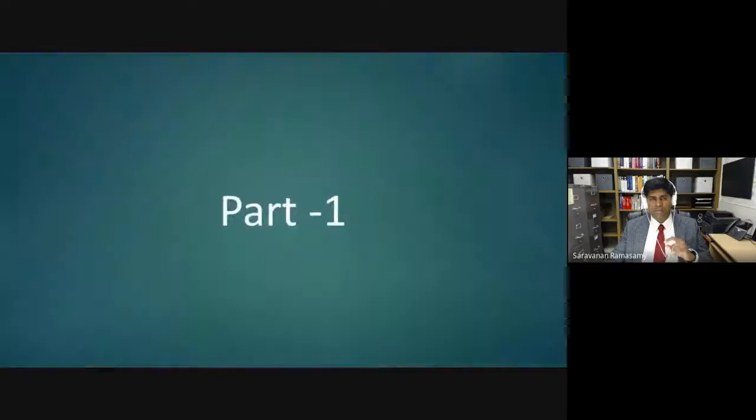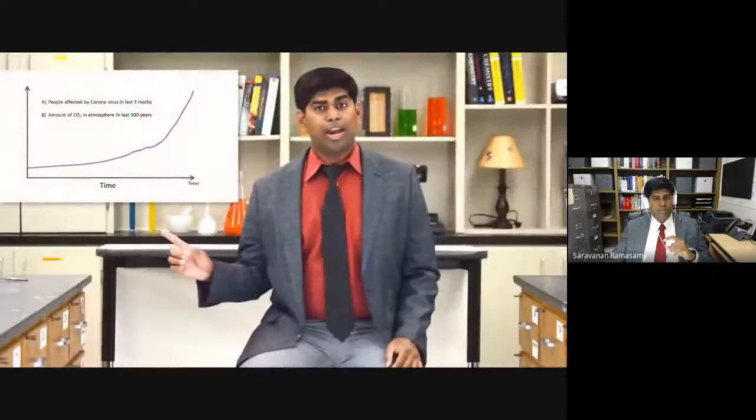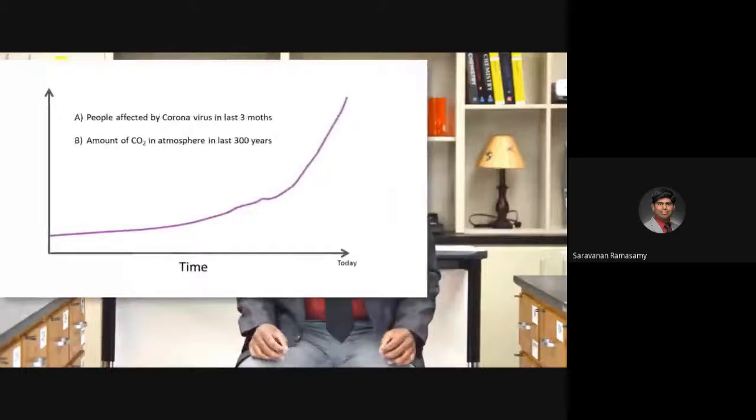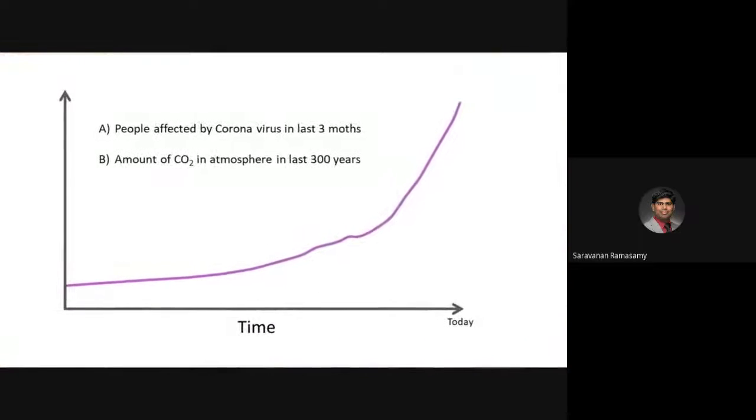The second part of the webinar will explain how the carbon cycle affects the global climate. Buckle up. This graph is the main reason why I do this webinar. Have you seen this before? What does this curve indicate? A, number of people affected by the coronavirus in the last 3 months, or B, the amount of carbon dioxide in our atmosphere in the last 300 years.